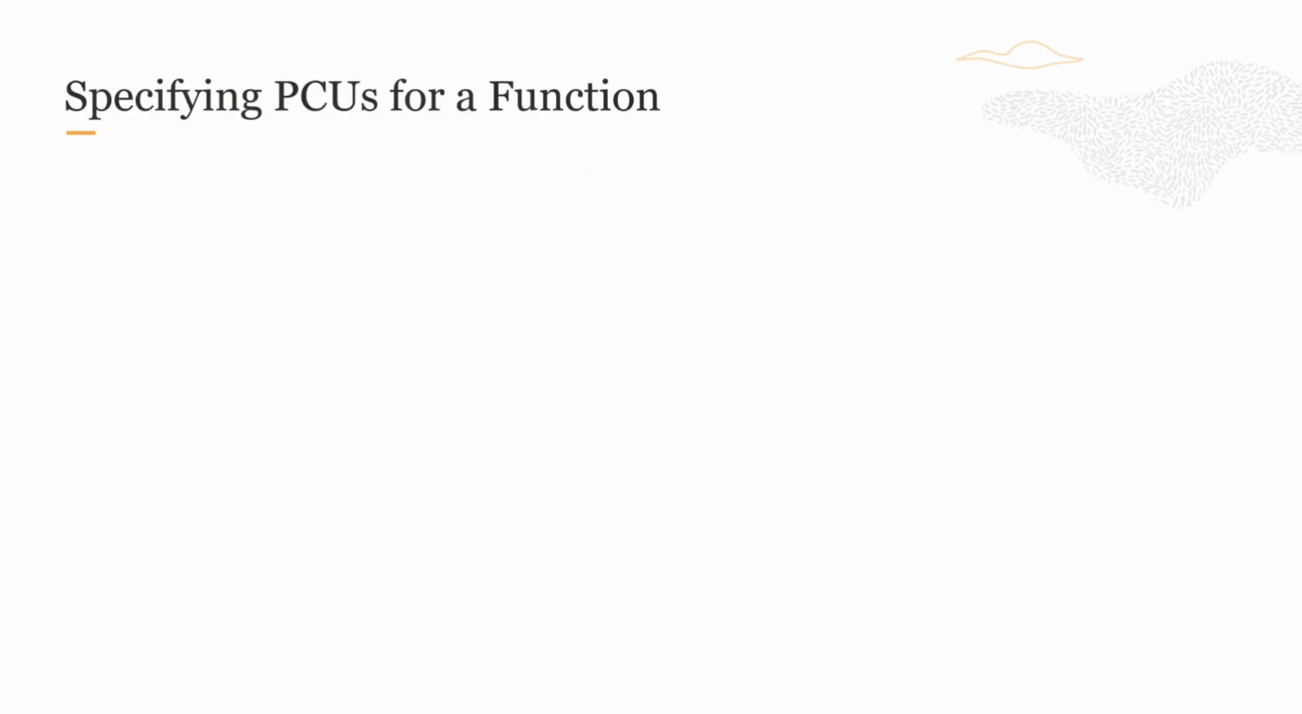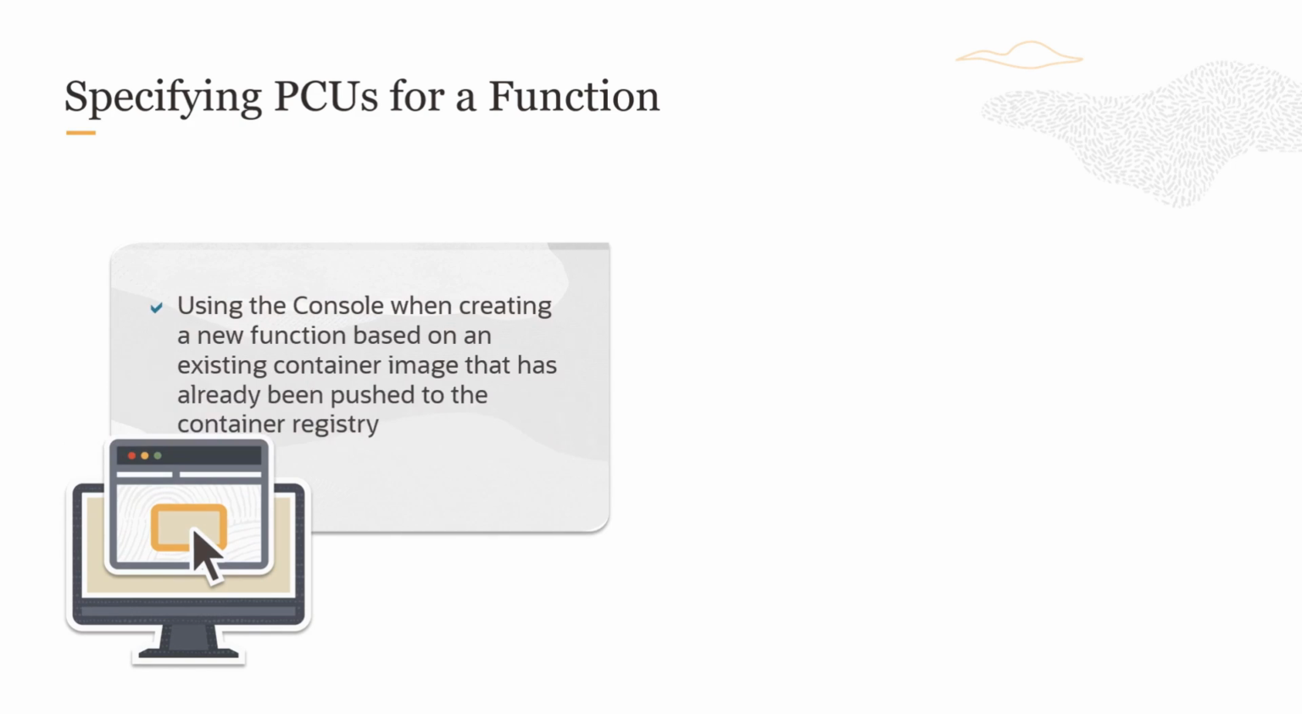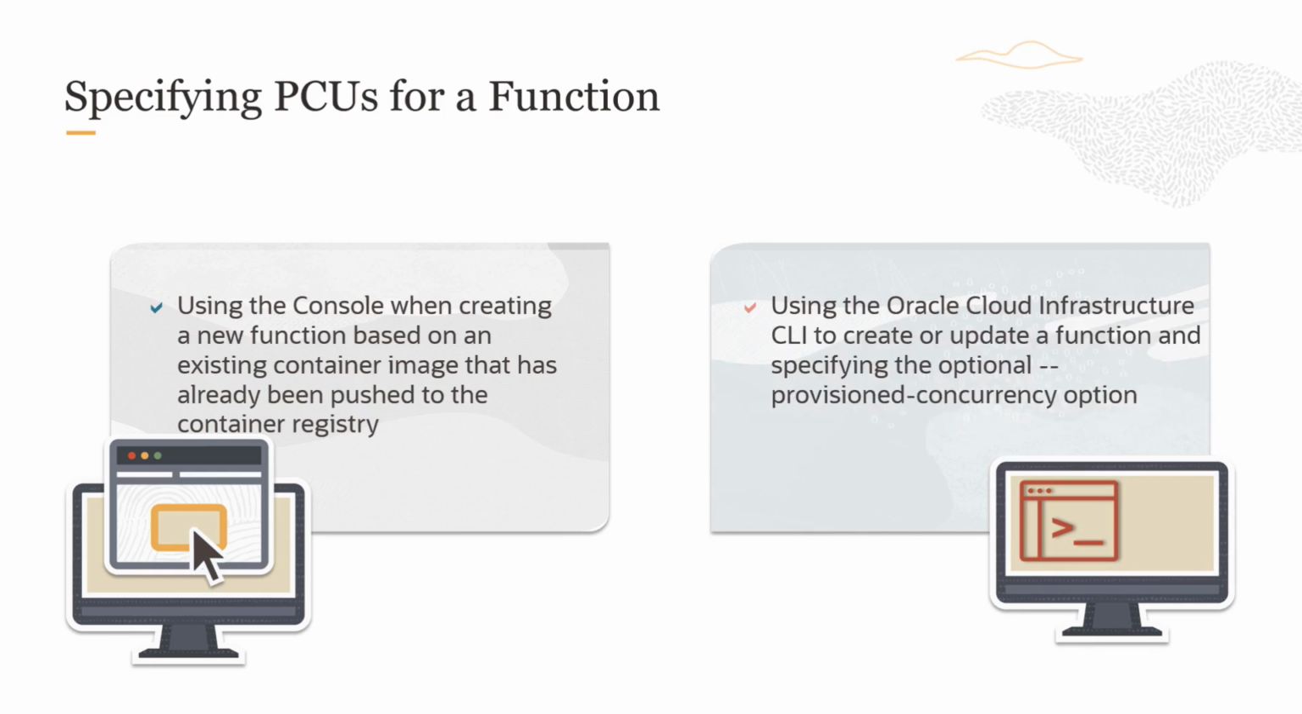You can specify PCUs for a function in two different ways: using the console when creating a new function based on an existing image that has already been pushed to the Oracle Cloud Infrastructure Registry, or while using the Oracle Cloud Infrastructure CLI to create or update a function and specifying the optional provisioned concurrency option.